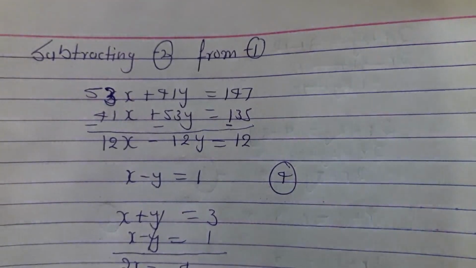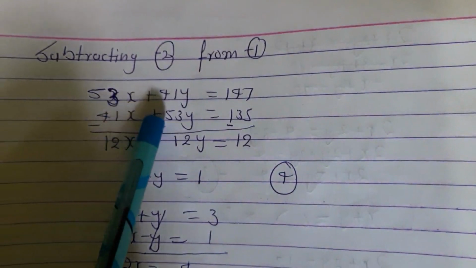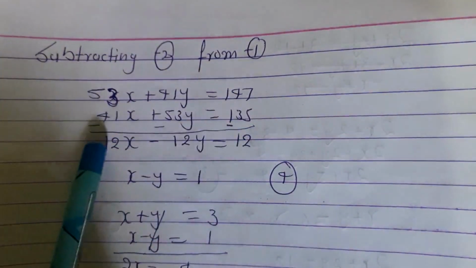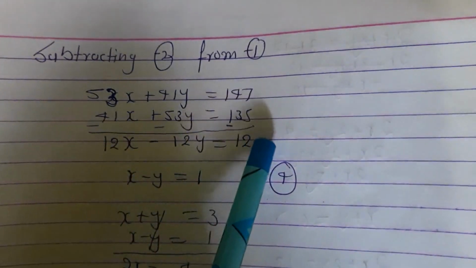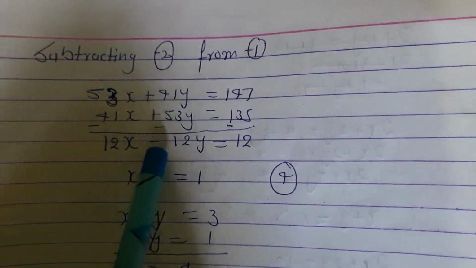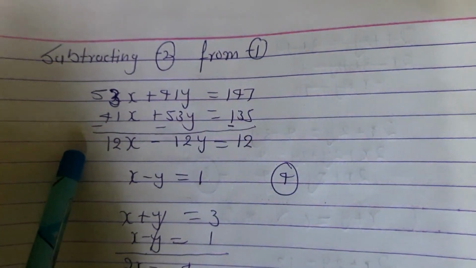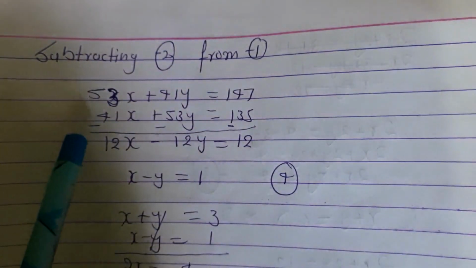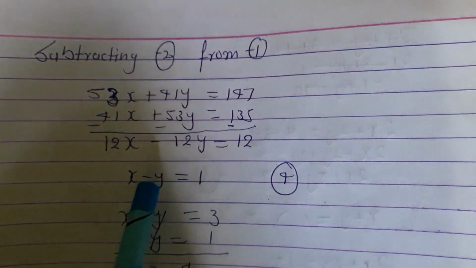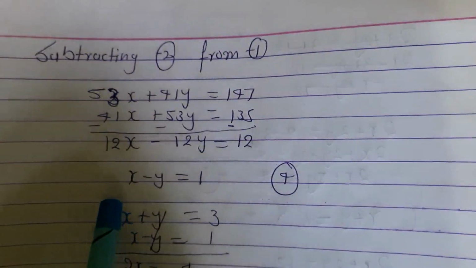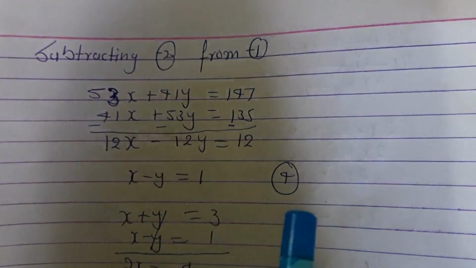Next we will subtract equation 1 from 2. So equation 2, 53x plus 41y is equal to 147, and then equation 1, 41x plus 53y is equal to 135. Okay, so in subtraction we will change the sign. A plus sign will become a minus sign. So 53 minus 41 is 12x minus 12y is equal to 12, and then we'll take 12 as common, so x minus y is equal to 1. Okay, this is our fourth equation.